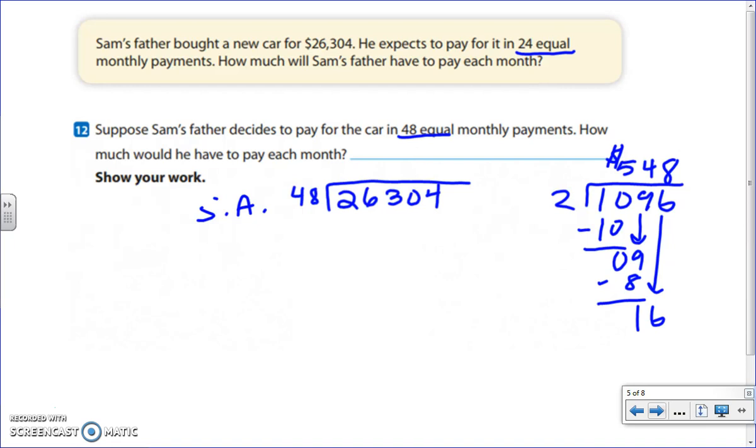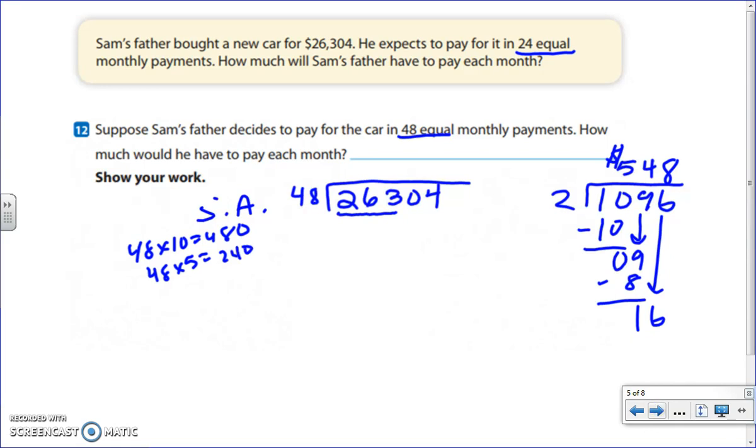Again, I know that 48 doesn't go into 2, or 26, it does go into 263. Here's what I'm going to do to estimate that. I know 48 times 10 is 480. I know that through mental math, and so I know 48 times 5 is half as much, which is 240, and that's really close to 263.